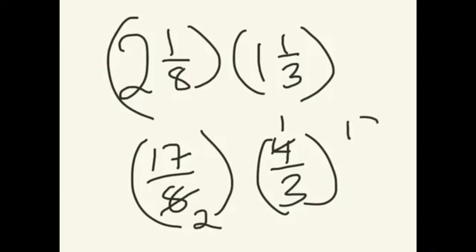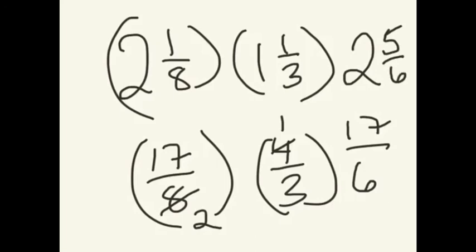17 times 1 is 17. 2 times 3 is 6. 6 goes into 17 twice with 5 left over. So my final answer is 2 5/6.